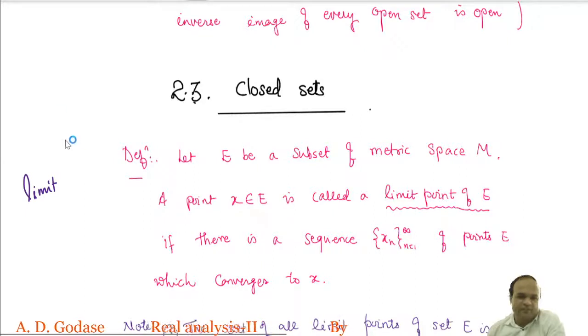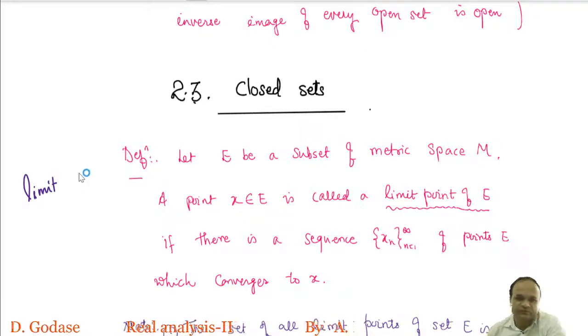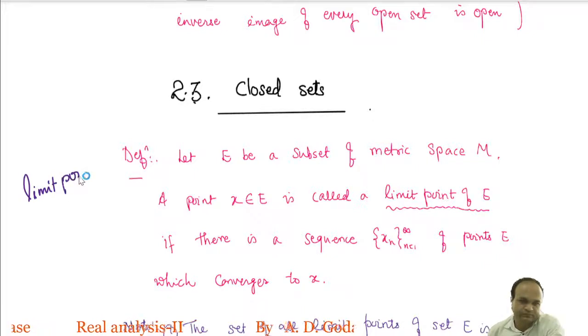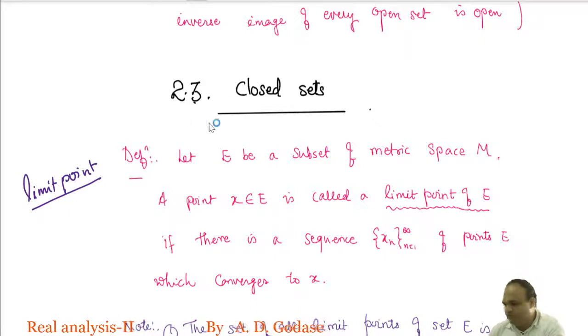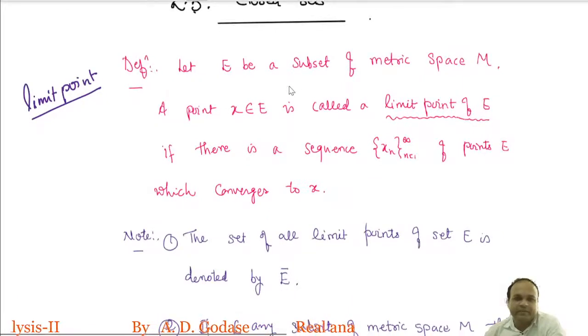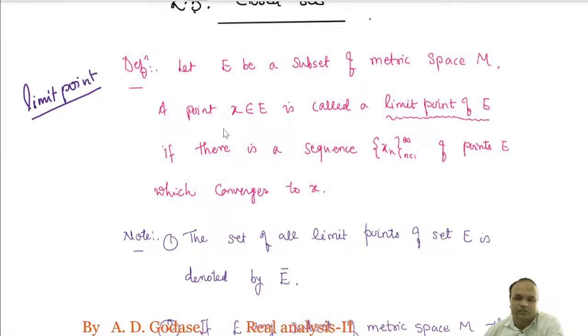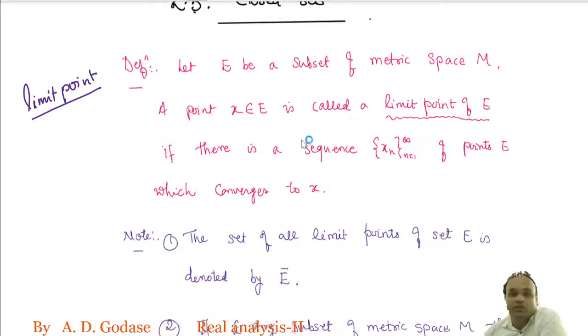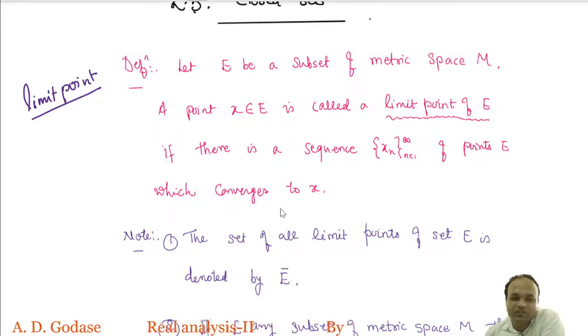So this is the definition of limit point of a subset of a metric space. Let capital E be a subset of metric space M. A point x belonging to E is called a limit point of E if there is a sequence x_n of points in E which converges to x.